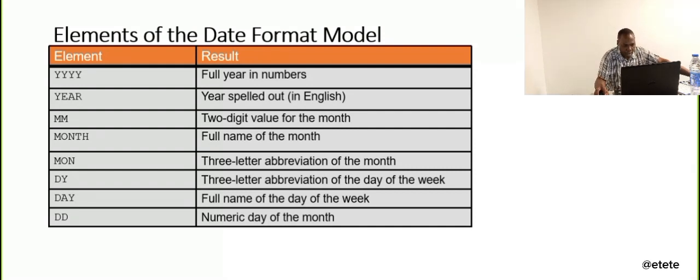Then we have MON. This one is giving you a 3-letter abbreviation of the month. So if it is August, it will be AUG, right? That is what it will return. If you use DY, that is a 3-letter abbreviation of the day of the week. So if it is Monday, that will be MON, like that. DAY, if you use this, it will be the full name of the day of the week, which is Monday, fully spelled. Then DD stands for numeric day of the month. So there are many other elements, but these are the few ones we are going to use in our query today.